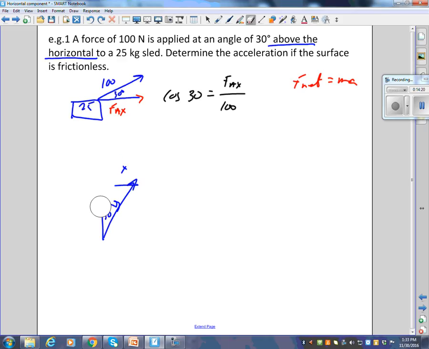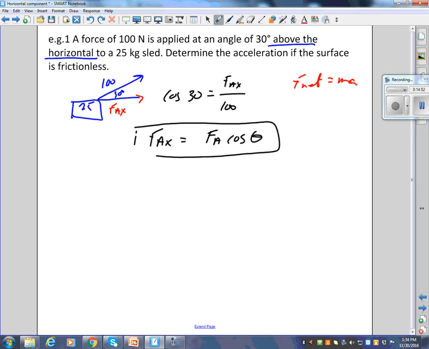So what I'm saying is, 99% of the time, it's going to be cos. Is FAX always going to equal FA times the cosine of the angle? 99% of the time, yes. The horizontal component is going to be the applied force multiplied by the cosine of the angle. If you want to start with that, you can go ahead. Some people like that. But realize that I'm not saying always. If it's vertical, it's out the window.